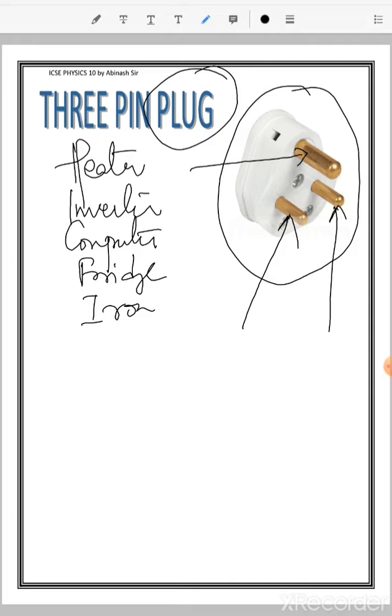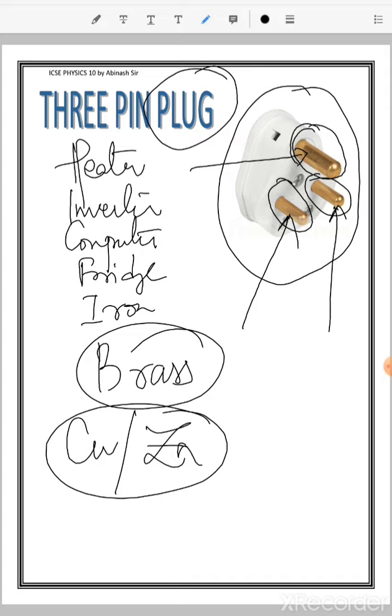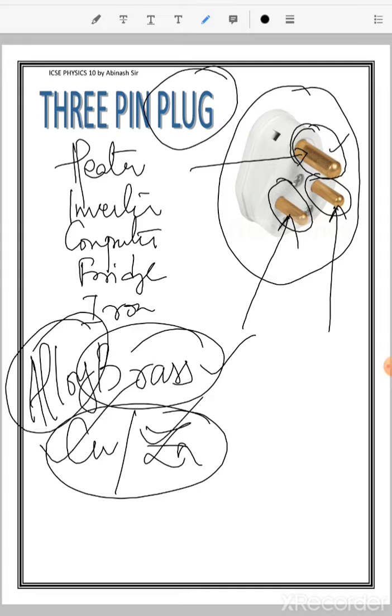Here you can see on the top. First of all, let us learn what these pins are made of. These pins are made of a material called brass. Brass is an alloy of copper and zinc. So your terminals, or you can also call them pins, of this plug are made of brass. Brass is an alloy, a mixture of copper and zinc. Now what do we call them?